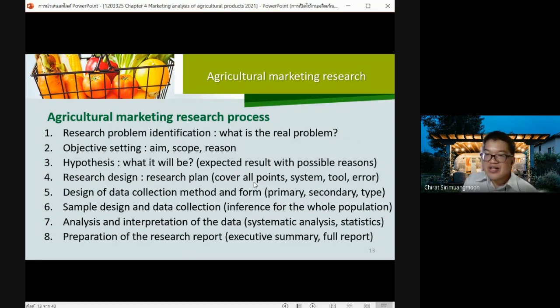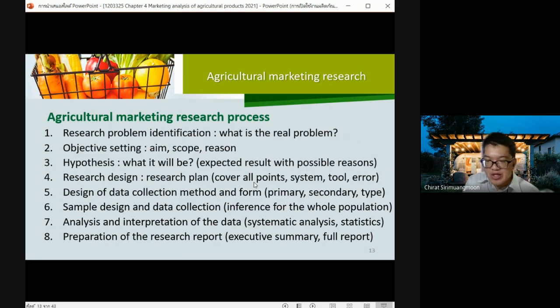So here are all 8 steps for conducting marketing research. The first thing that you need to do is research problem identification. So keep asking yourself, what is the real problem? What is actually the problem that you are fighting with or you just want to solve?